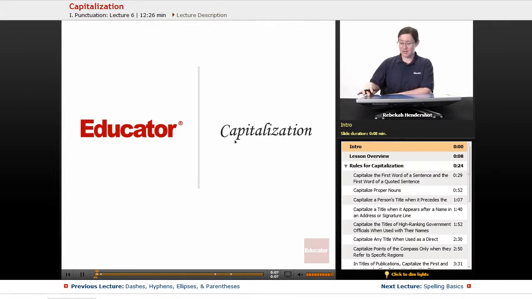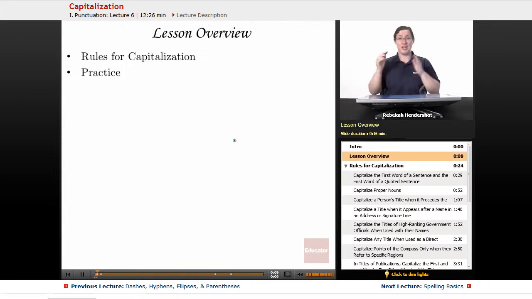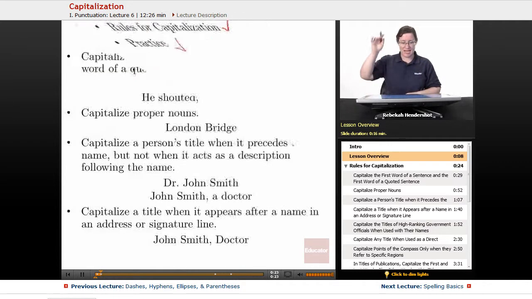Let's get started. Alright, this is going to be a really short lesson overview, but a fairly long lesson because we're just going to go over the rules for capitalization, of which there are a lot. And then we're going to do a little bit of practice, and you'll see if you can find the places that should be capitalized in a piece of text.